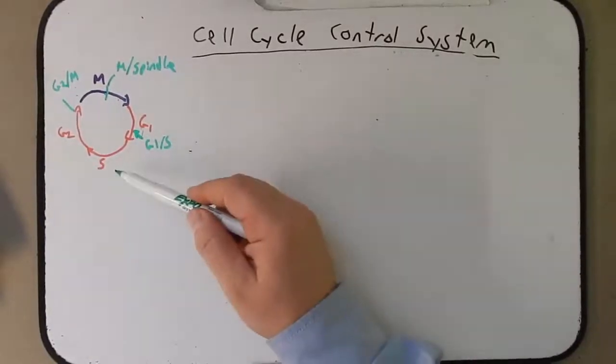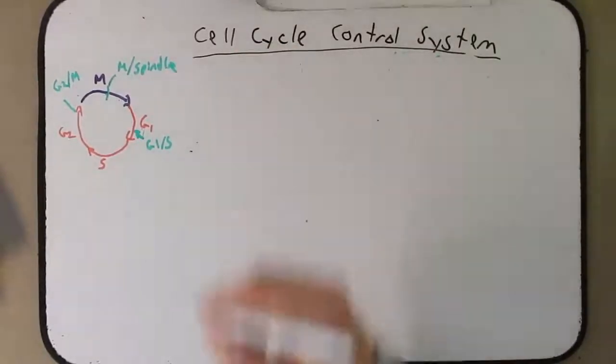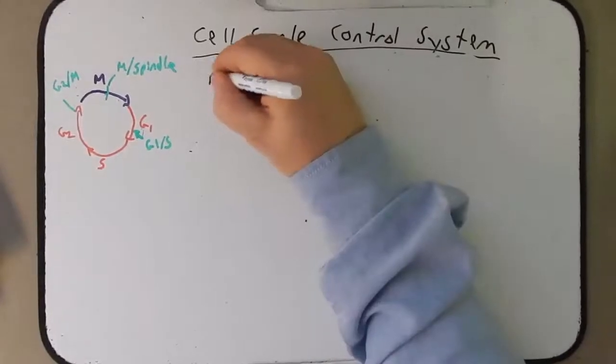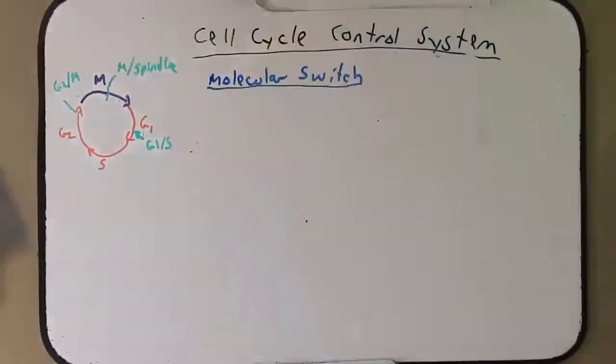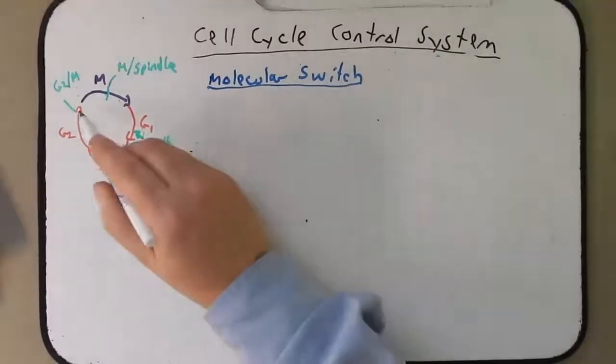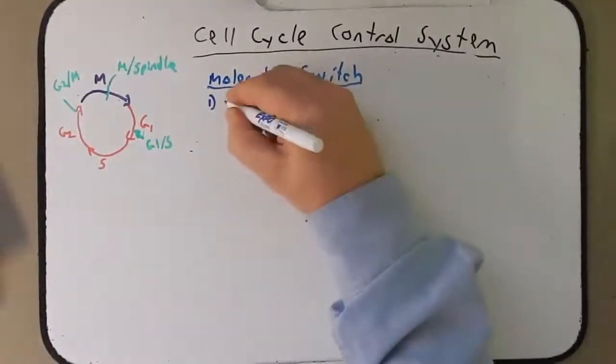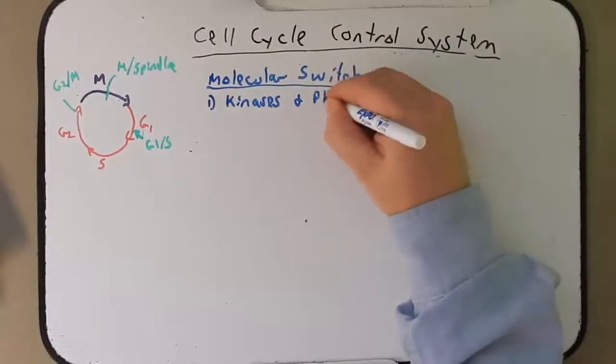And it's largely going to be controlled by proteins. So we're going to need to have some kind of a molecular switch. And we've talked about molecular switches before. We've talked about GTPases and GTP binding proteins, as well as kinases and phosphatases. These switches that are going to regulate these checkpoints are kinases and phosphatases.